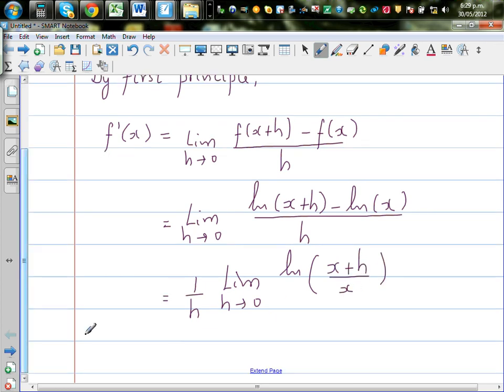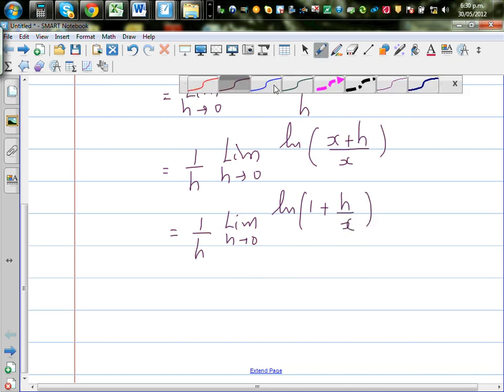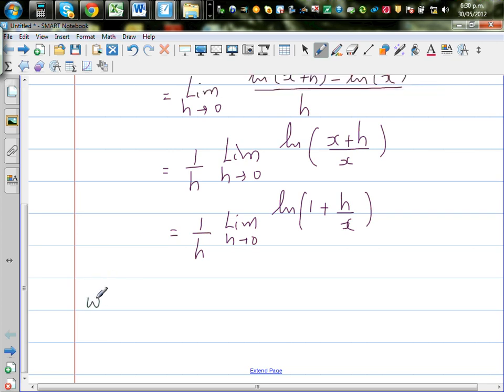Okay, so here this becomes 1 over h. I'll factor this 1 over h out. The limit when h approaches 0 of natural log of this, which can be understood as x plus h over x, which is 1 plus h over x. Now after this step we have to do a substitution, which is a bit difficult.